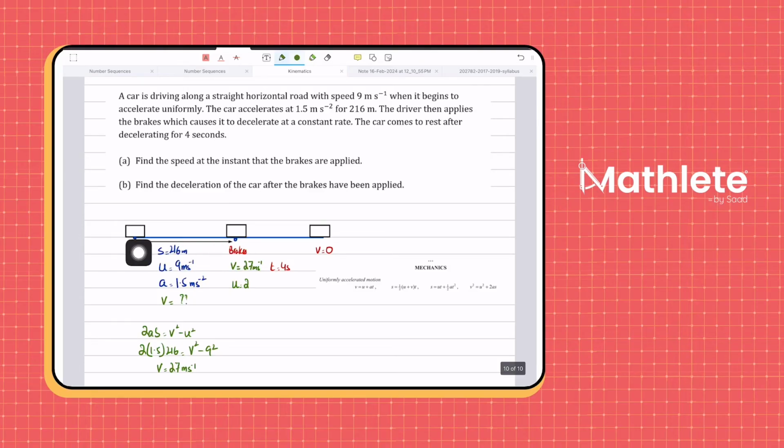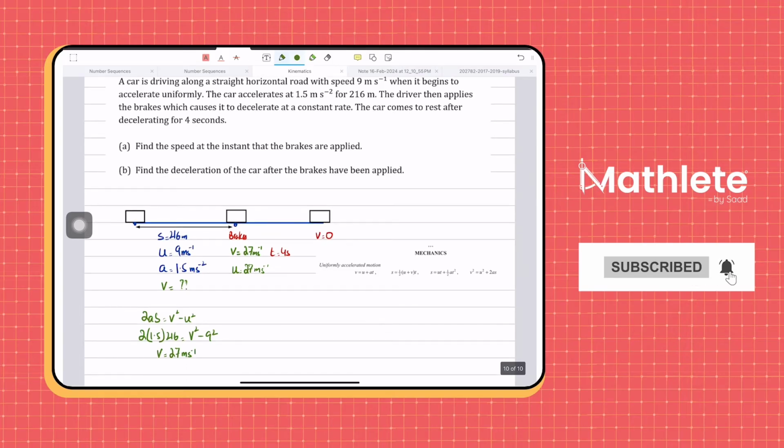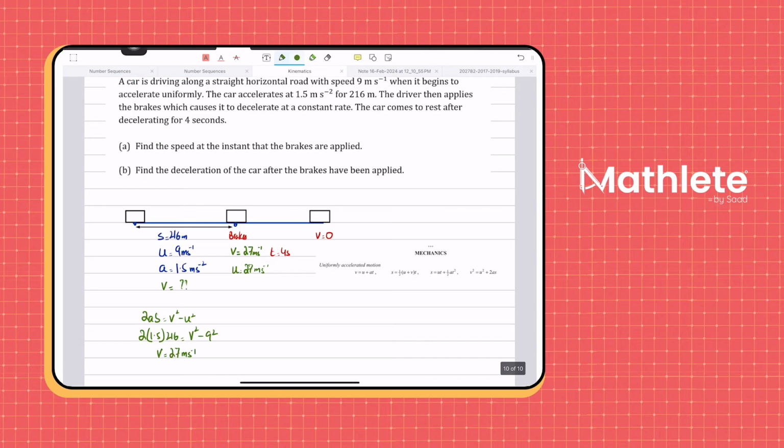Okay, so I made these 2 arrows representing 216 meters. Alright, got it. All right, so what do we have? We have the initial velocity. We have the final velocity. We have the time as well. What do we have to find? We have to find the acceleration.